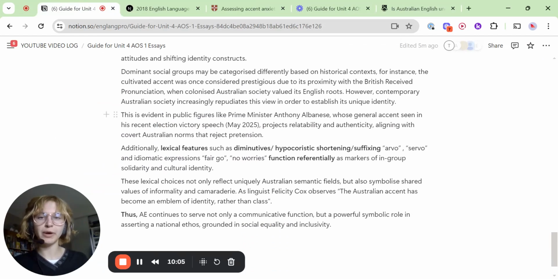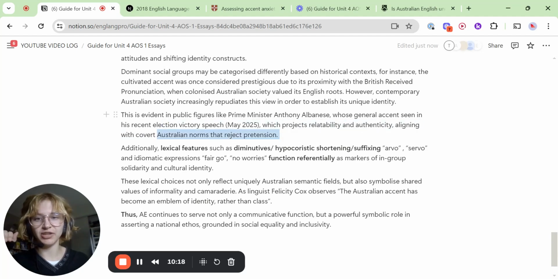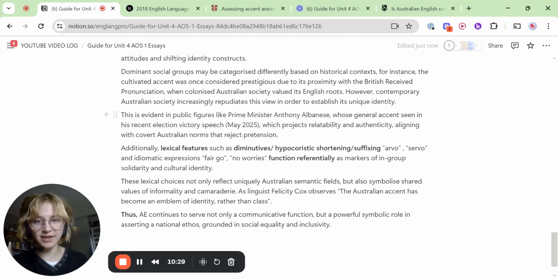So this is evident in public figures like Prime Minister Anthony Albanese, whose general accent is seen in his recent election victory speech, May 2025, which projects relatability and authenticity, aligning with covert Australian norms that reject pretension. So covert Australian norms, we've got here. I want to talk about covert and overt prestige. So I've put that in there. That's metalanguage as well, ticking the boxes right, left, and center. So I've put in my speech.